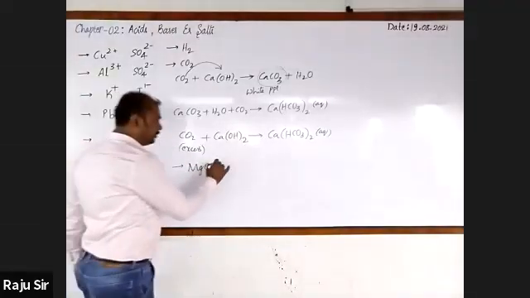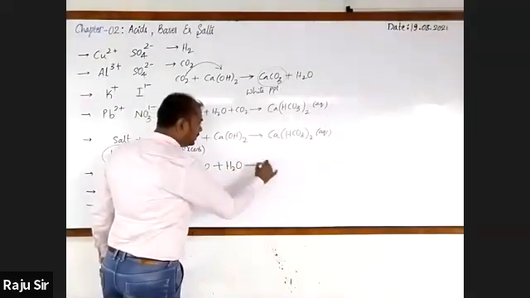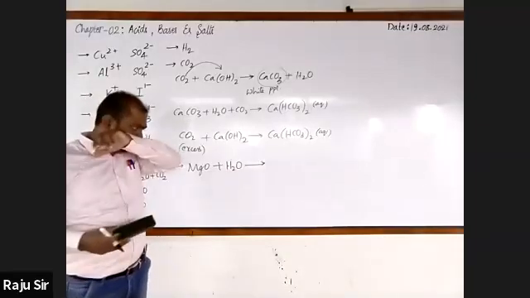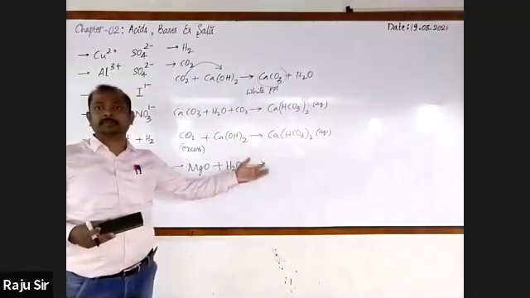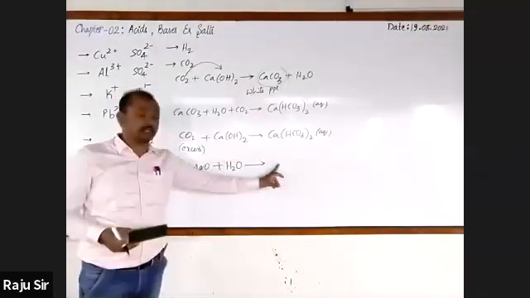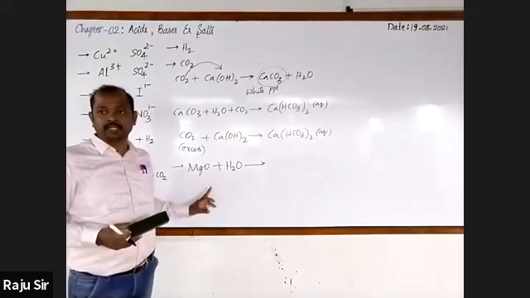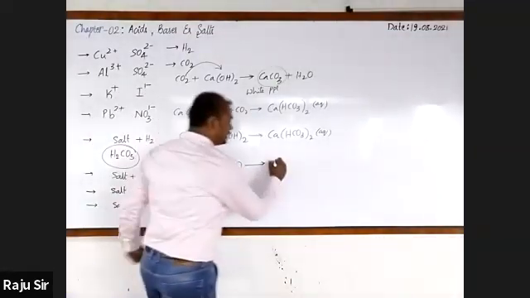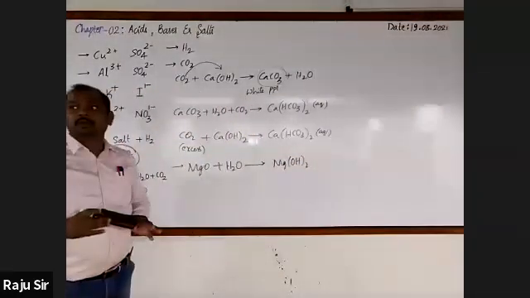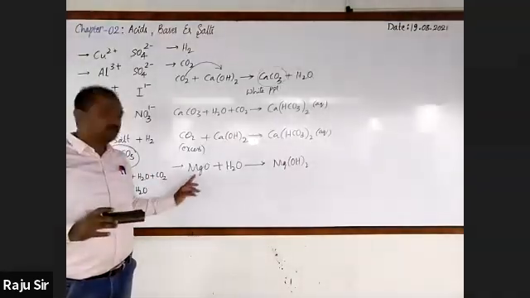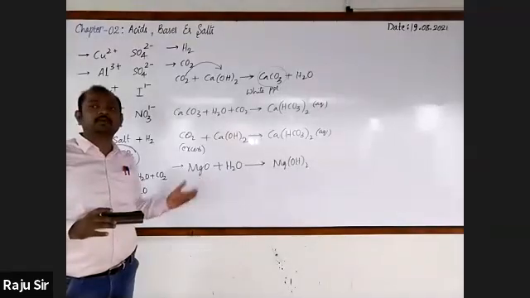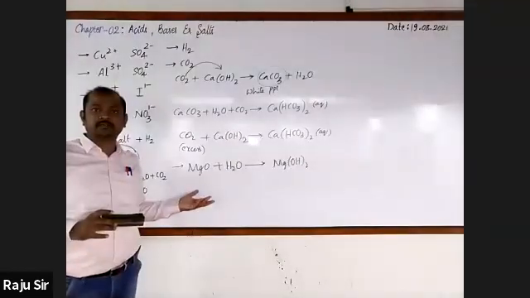It is basic in nature. How? Very simple. When it is dissolved in water, we get a solution. When this solution is tested with red litmus paper, it turns blue. From that we come to know that the solution formed is basic in nature, and that solution is magnesium hydroxide, Mg(OH)2.